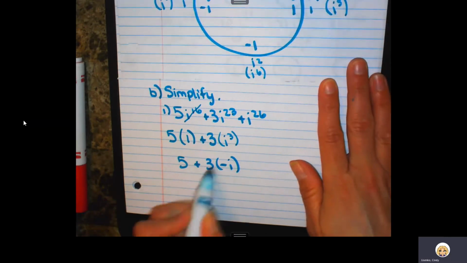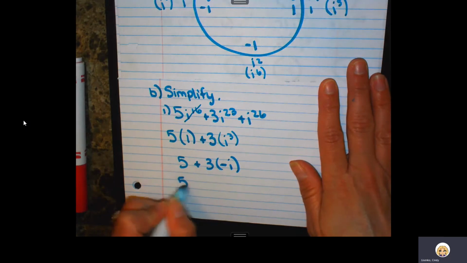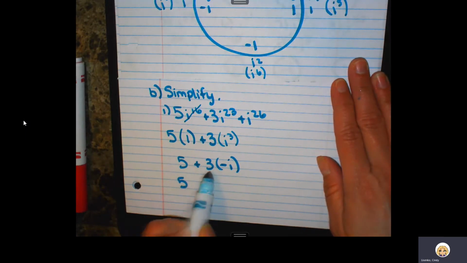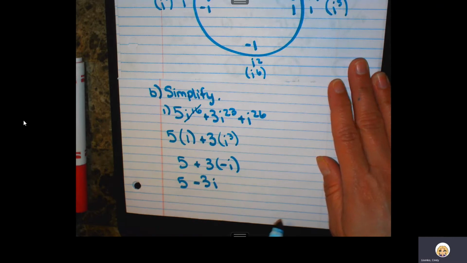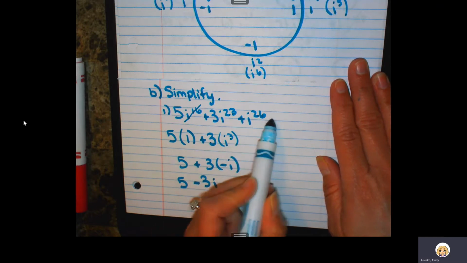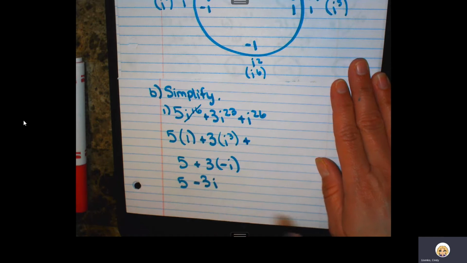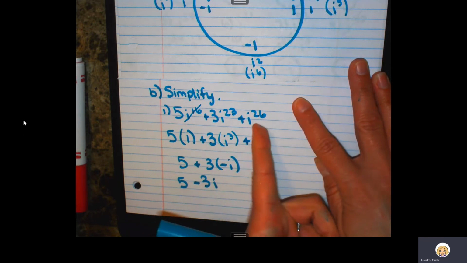This turns into negative 3i. So I'm going to bring down the 5. And then I have minus 3i. 3 times a negative i is just negative 3i. Moving over here, I'm going to bring down the plus. There's no number in the front, so I'm just worrying about my i.